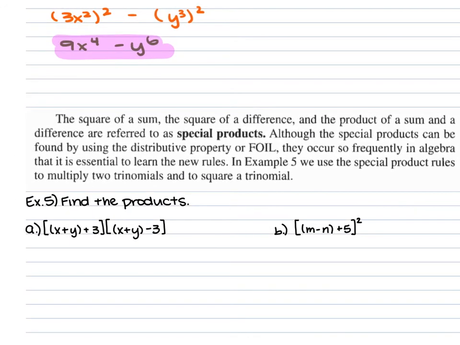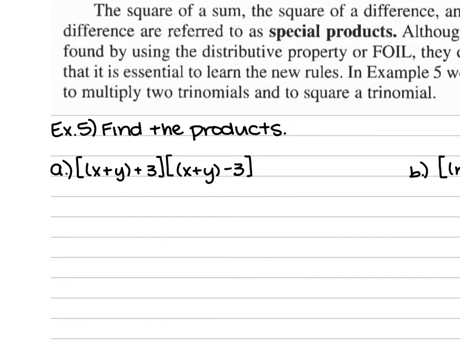If we look at example 5a, we're given x plus y plus 3 times x plus y minus 3. You see here that within both of these brackets, this x plus y is the same, and then this 3 is the same. The only difference is the sign between them. So it's like a plus b times a minus b. So we would use that formula, that's a squared minus b squared. So identify your a and your b. Our a is the x plus y. Our b is the 3.